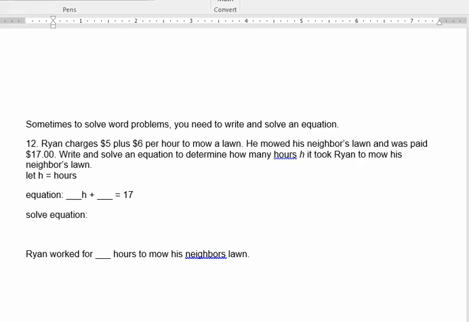So I'm going to let H be hours. So my equation is going to be I have to take something times hours, and then there's some flat rate he charges in addition to his hourly rate. And for his neighbors, he's going to get 17 here. So how much does he charge per hour is going to go here. And then his flat rate that he charges everybody just for, like, gas or whatever, goes there. And then you just solve that two-step equation. So once you write your equation, you solve it, and then you put your answer down here so that you totally have answered the question about how many hours it took him to mow his neighbor's yard.